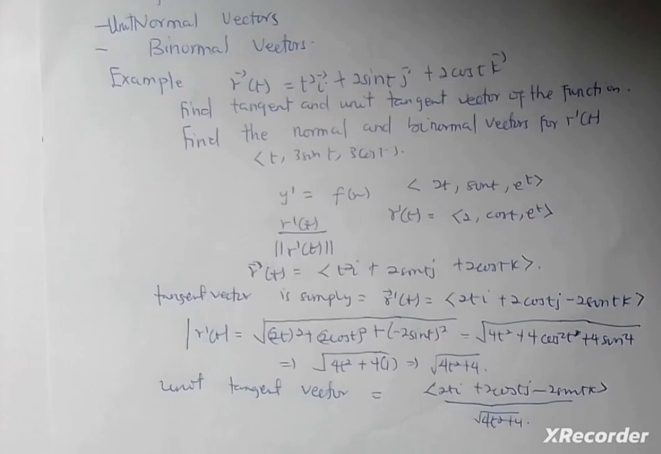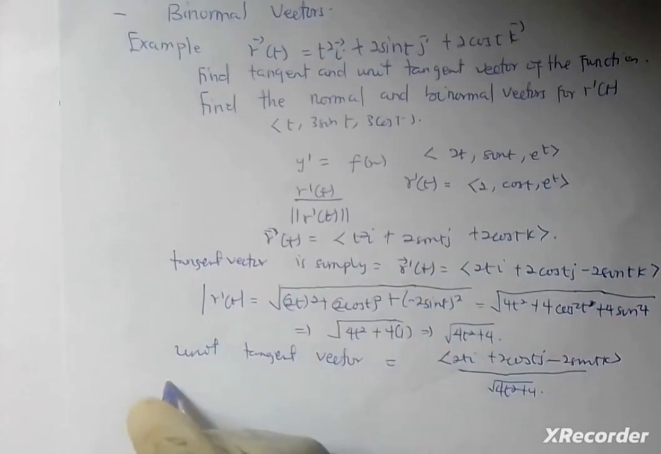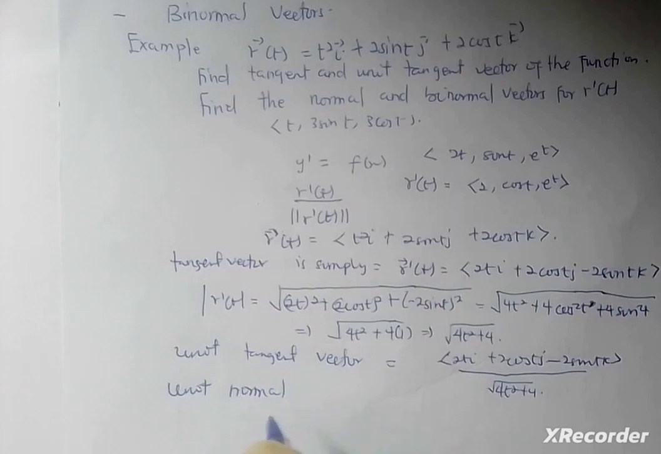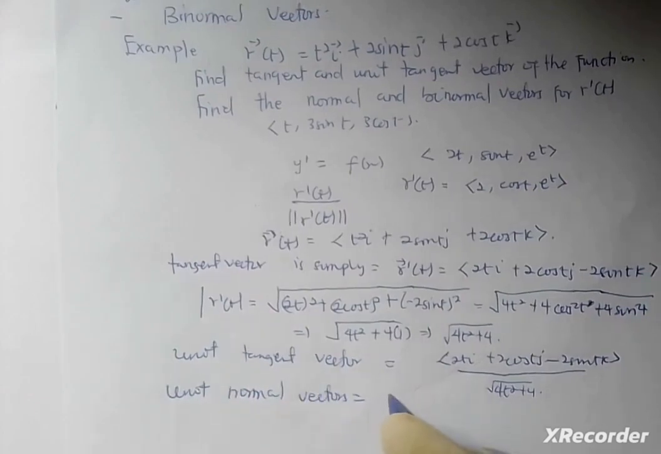I have the unit normal vectors. When you say unit normal vector, it is simply denoted by N, and the unit normal vector is simply equal to the derivative of the tangent vector.